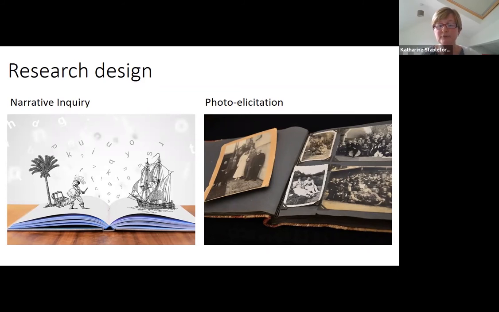And also, as Bruner in 2004 claims, a life is not how it was, but how it's interpreted and reinterpreted, how it's told and retold. And so narrative is fundamentally an interpretivist or anti-foundationalist approach.